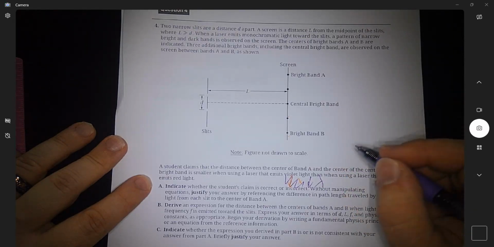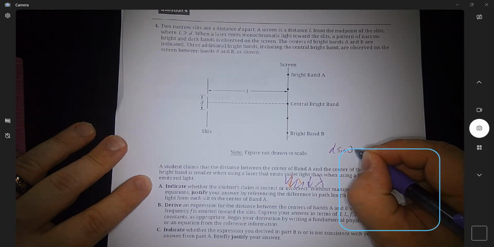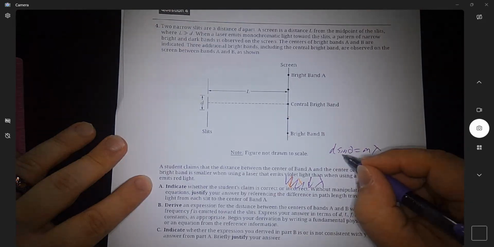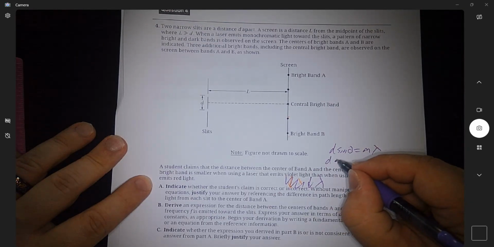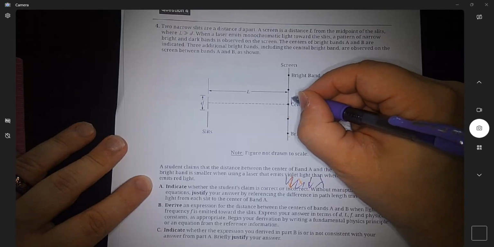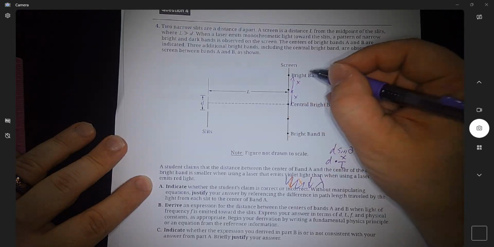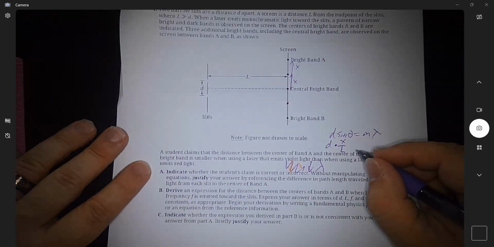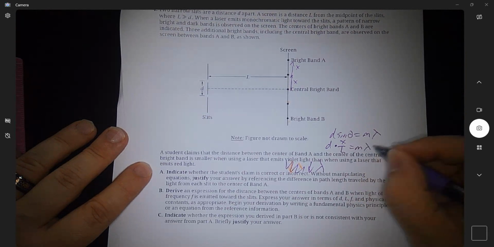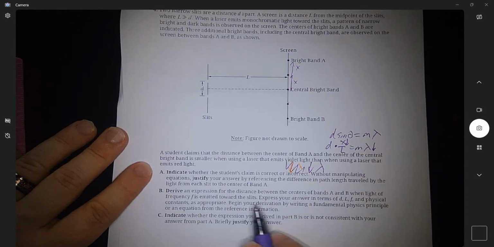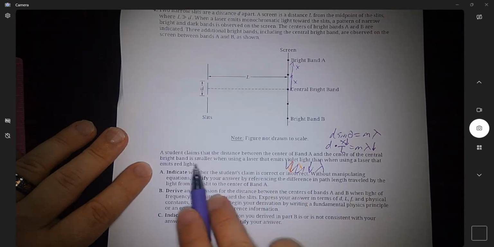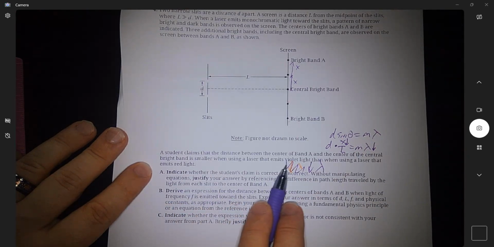What is it on the formula chart? Is it d sine theta equals m lambda? But then the sine can be replaced with x over L, where x is the distance from the central bright band to whichever bright band you're talking about, equals m lambda. So if you make the wavelength less, then the distance between the dots will be less.